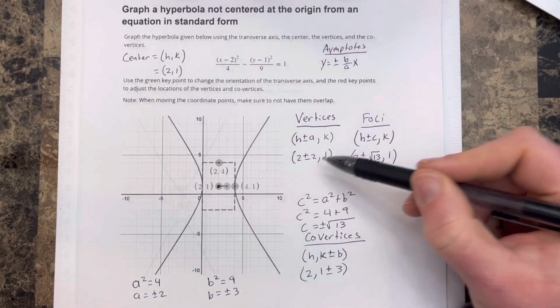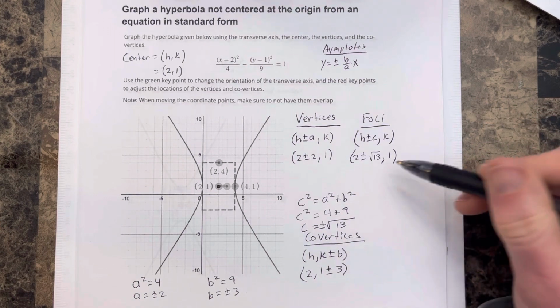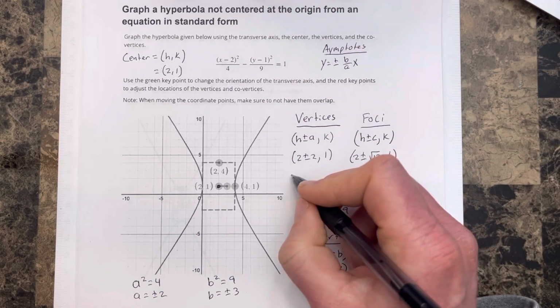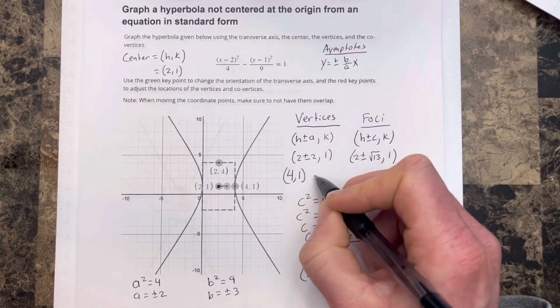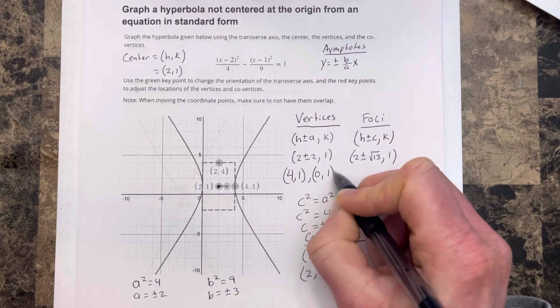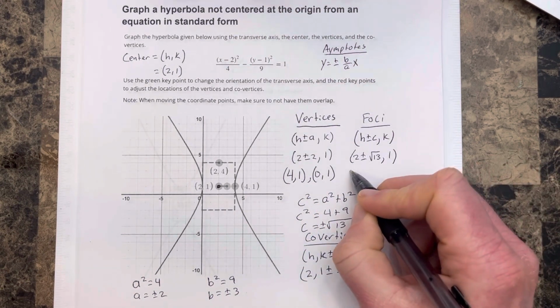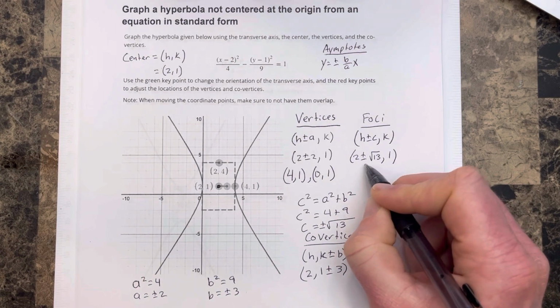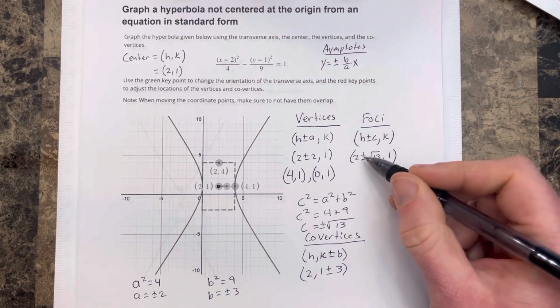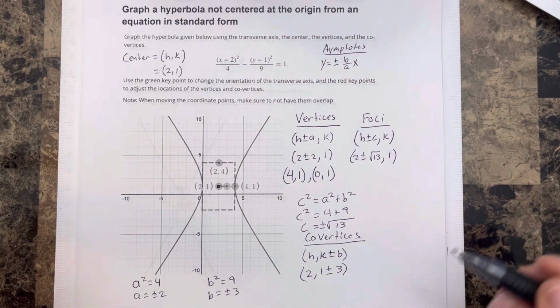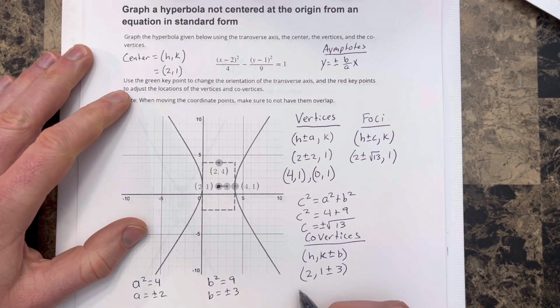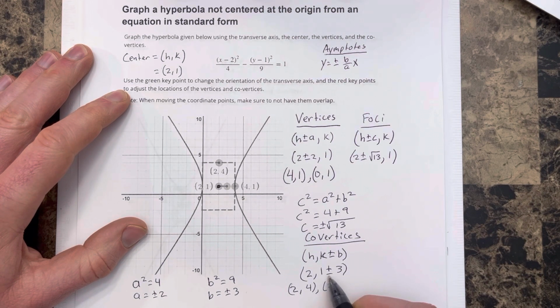So I have all the vertices, the co-vertices, and the foci. I just need to write them out. So 2 plus 2 would be 4, comma 1. That's one vertex. 2 minus 2 is 0, comma 1. That's the other vertex. For the foci, I'm going to leave it like this. I don't have to write both of those out. Can't really simplify them anyways, but it's 2 plus root 13, comma 1, and then 2 minus root 13, comma 1 for the foci. And then for the co-vertices, we'd get 2, comma, 1 plus 3 is 4, and then 2, comma, 1 minus 3 is negative 2.